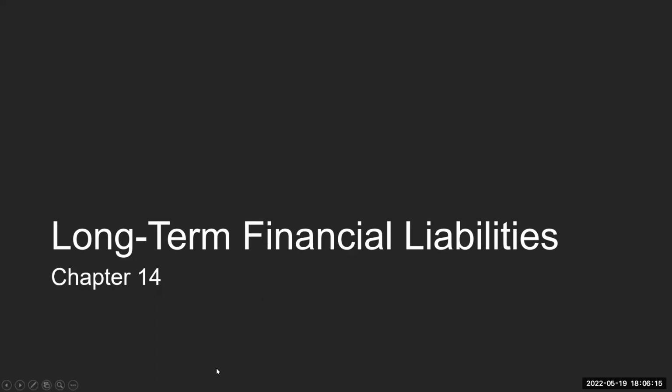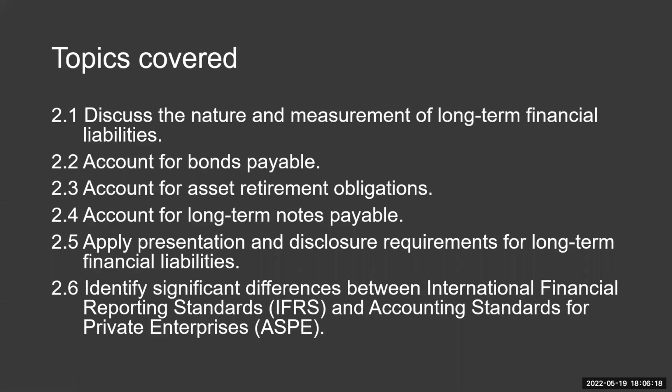Okay, so chapter 14, here we go. The topics that are covered, this is as per your SAIT course outline. So the SAIT course outline, that's interesting. They put the accounting for asset retirement obligations under long-term liabilities. Your textbook covered it in chapter 13, so we've already covered asset retirement obligations there. We will be talking about long-term notes payable as well as bonds payable. And we will be talking about the differences between IFRS and ASPE as they come up.